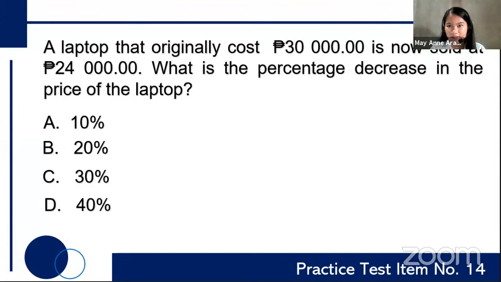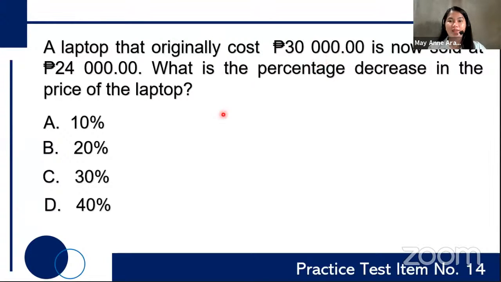Okay, one answer na. Okay. It's the answer.